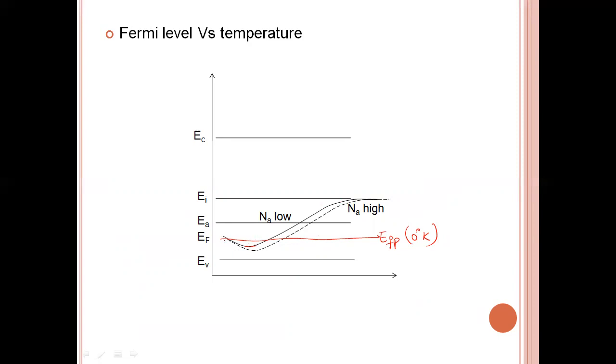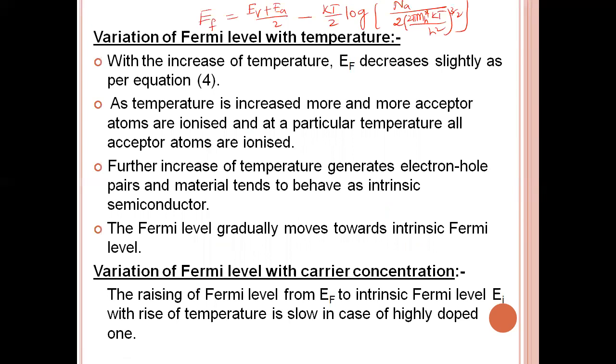If the carrier concentration, that is the acceptor concentration, is increased further, this shifting towards the valency band will move further, and then the scenario is the same as before. So with the increase of temperature, EF decreases slightly as per the equation. As per the equation, if you increase the temperature, the negative term goes on increasing, so obviously the total term goes on decreasing. So as you increase the temperature, Fermi energy slightly decreases.